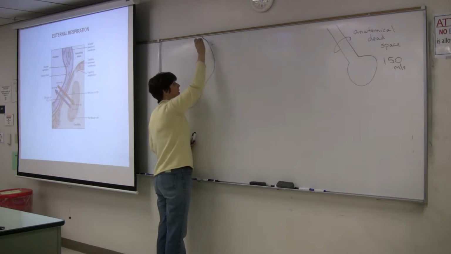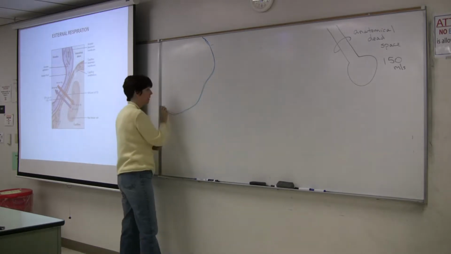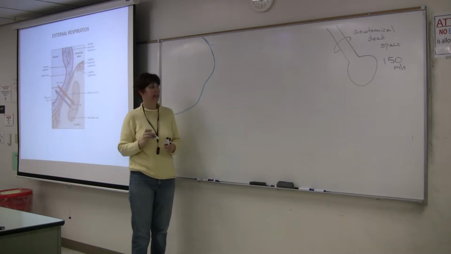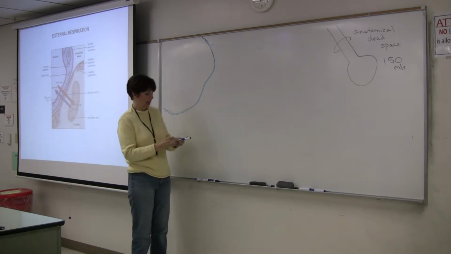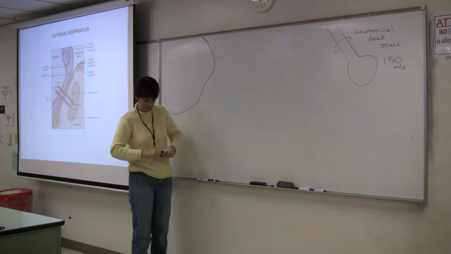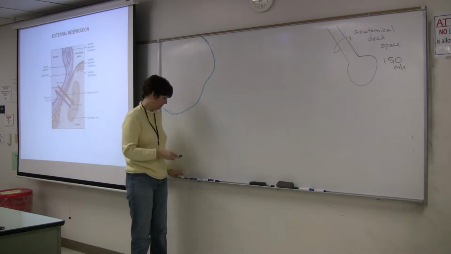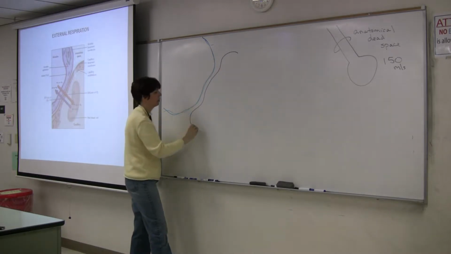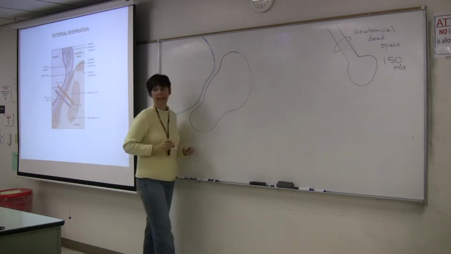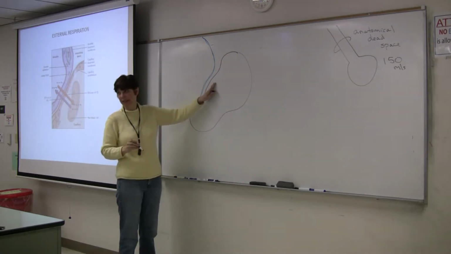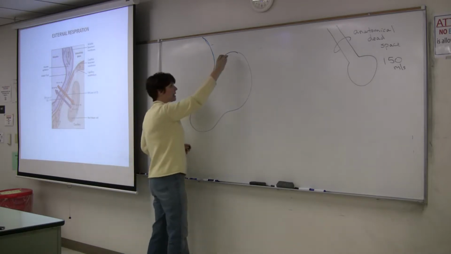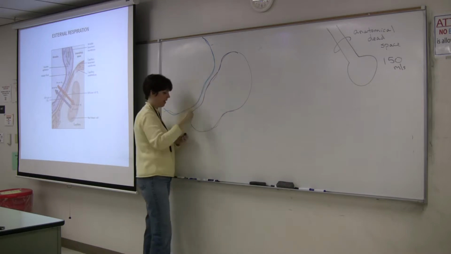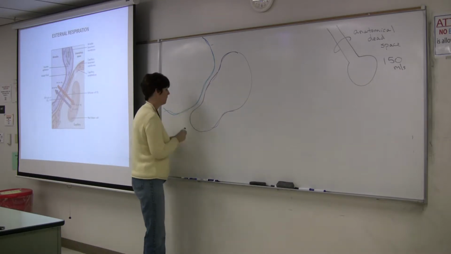So these would be a series of type 1 alveolar cells, creating the simple squamous epithelium. And I don't have my red pen, but then we would have our pulmonary capillary with its simple squamous epithelium and a small amount of connective tissue in between. And that is our respiratory membrane.